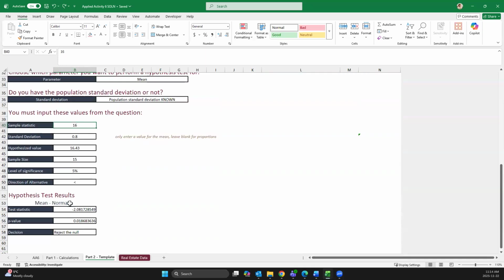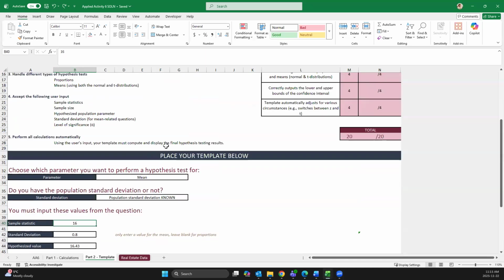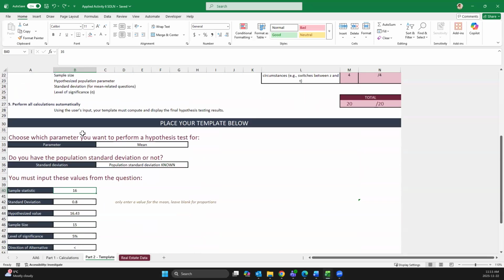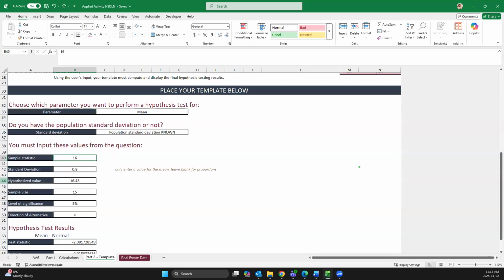But again, I'm not showing you how you get to all of these using different formulas. That is what the assignment is for, that you have to be able to get there and create a template in your own style. So don't copy the exact way this one looks. It should be in your own design.